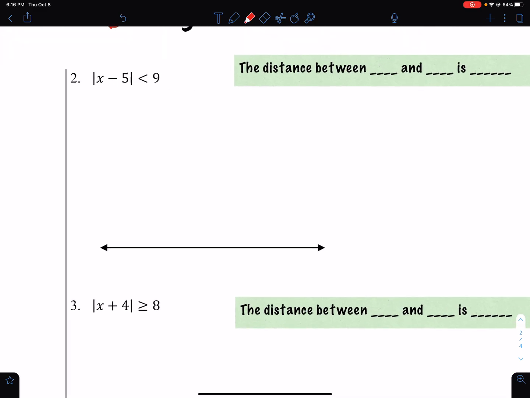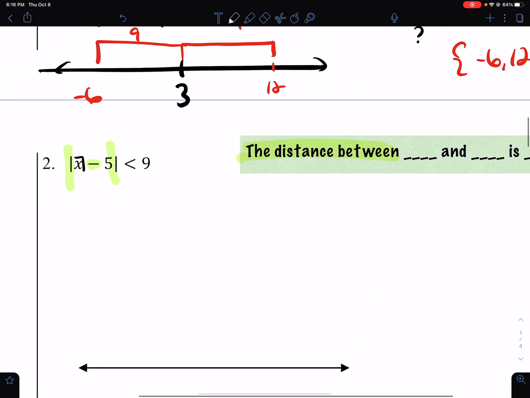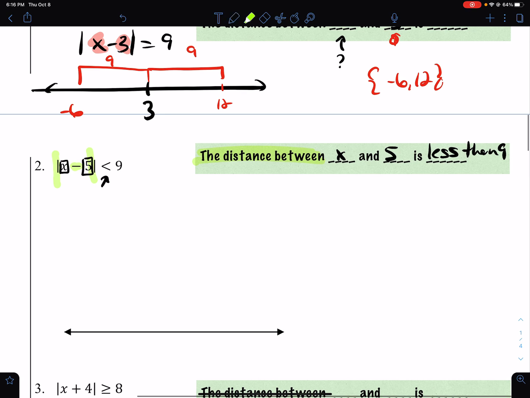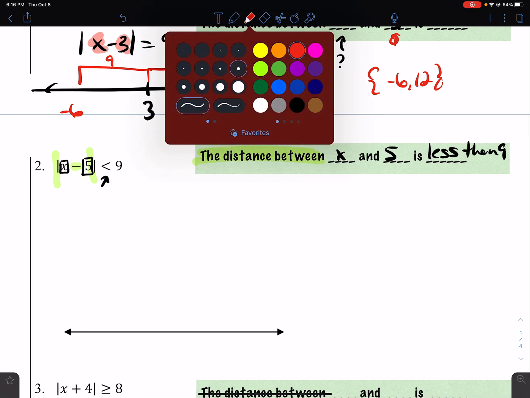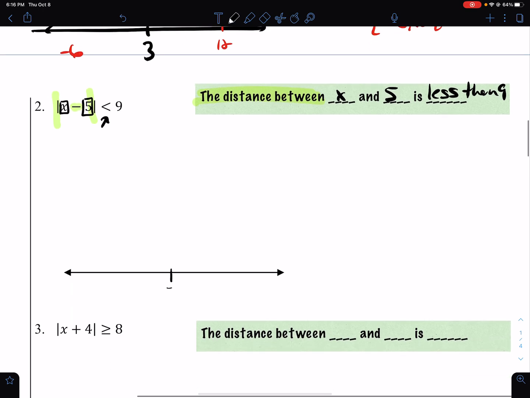So again, we see the absolute value symbols, and they're separated by a minus sign. So that translates to the distance in between. So what are the two things? And if you don't have colors, you could probably just use some boxes. That's one of them. This is the other one. So the distance between x and 5 is not exactly equal to 9, it is less than 9. Okay, well, if I have two numbers, x and 5, I don't know where x is. So all I can do on my number line is place 5.